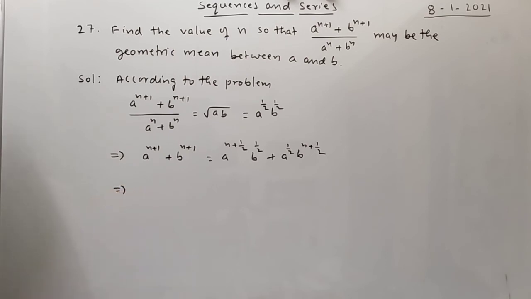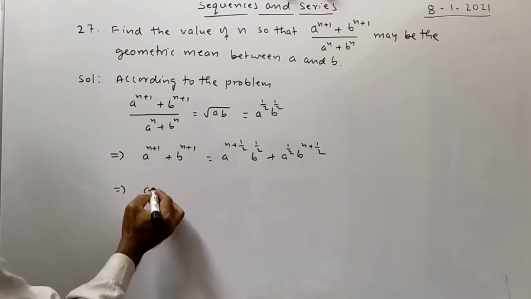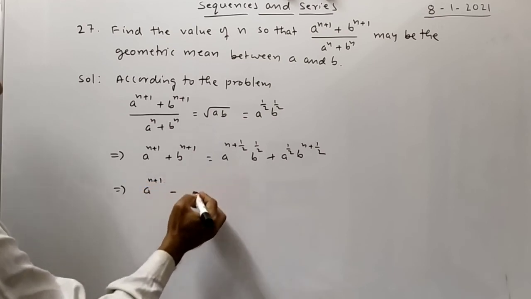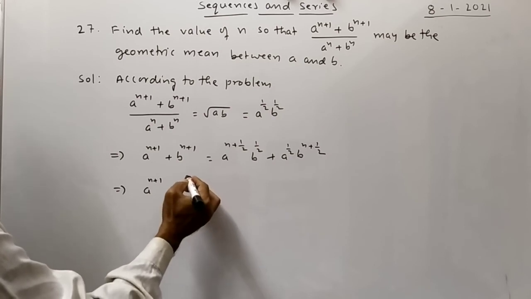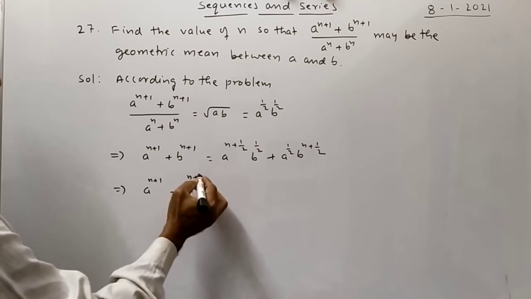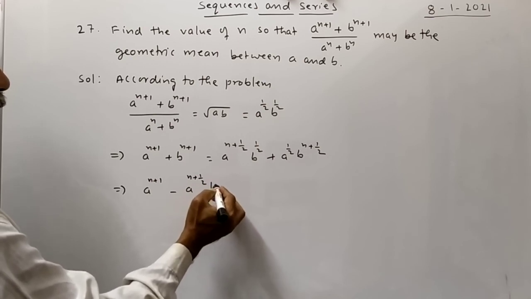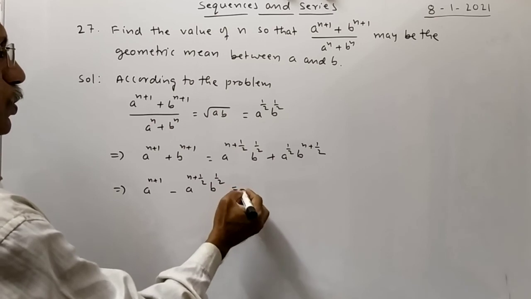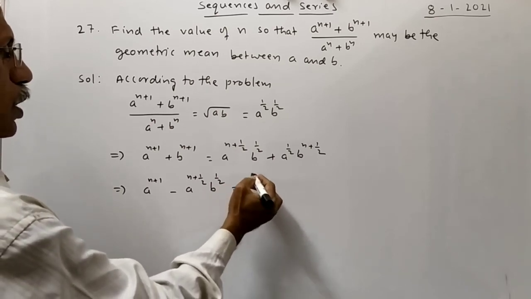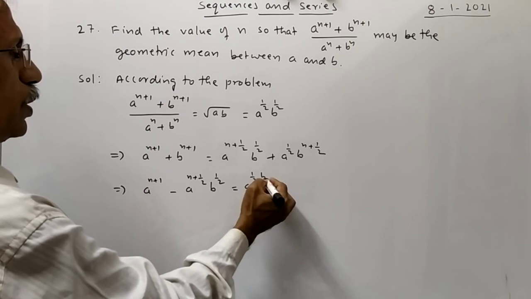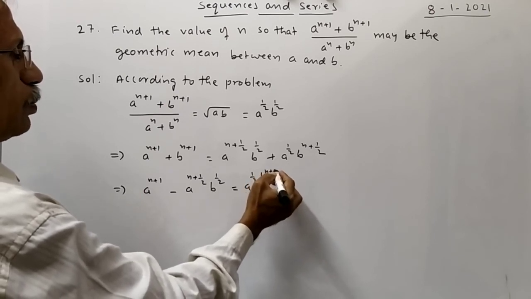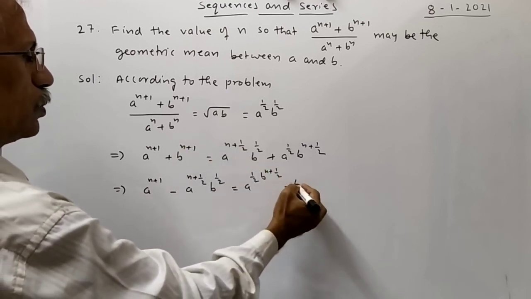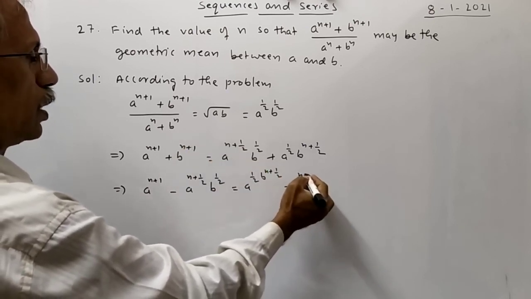This implies a raised to the power n plus 1 minus a raised to the power n plus 1 by 2 into b raised to the power 1 by 2 is equal to a raised to the power 1 by 2 into b raised to the power n plus 1 by 2 minus b raised to the power n plus 1.